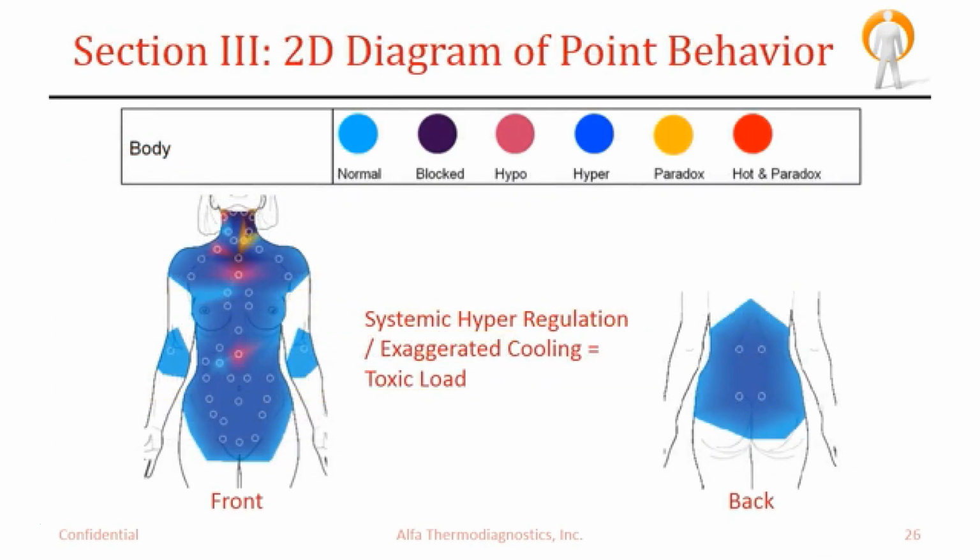Here we have our second page, and this is our 2D diagram of the synthesized behavior of the points as they're projected and colored according to the behavior. And you'll notice that the ideal is this light blue, so we see mostly this dark blue everywhere, which is the hyperregulation, which means that when you stimulated with the cool air, everything overcompensated and the capillary beds overconstricted, making the skin too cold, indicating that there's a toxic load in the majority of the body.